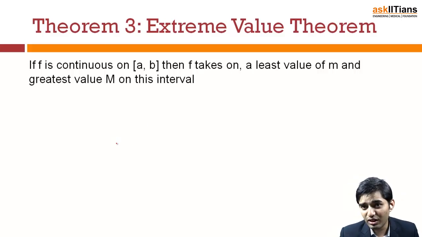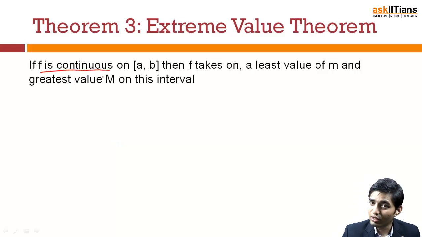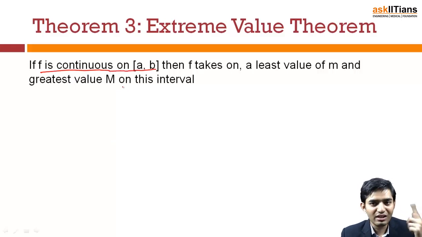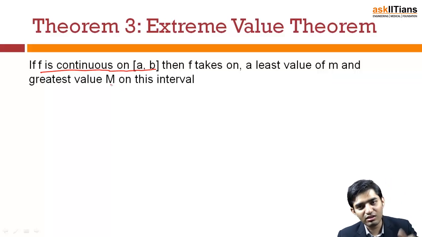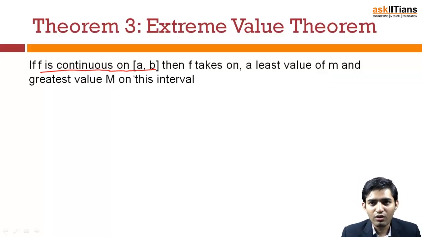So in the extreme value theorem, what is the statement? The statement is, if f is a continuous function on a closed interval a to b, right? So this theorem is also for continuous functions. First and foremost condition for both theorems is that the function should be continuous. Otherwise, you cannot apply theorem 2 and you cannot apply theorem 3. Then and only then can you apply both these theorems.